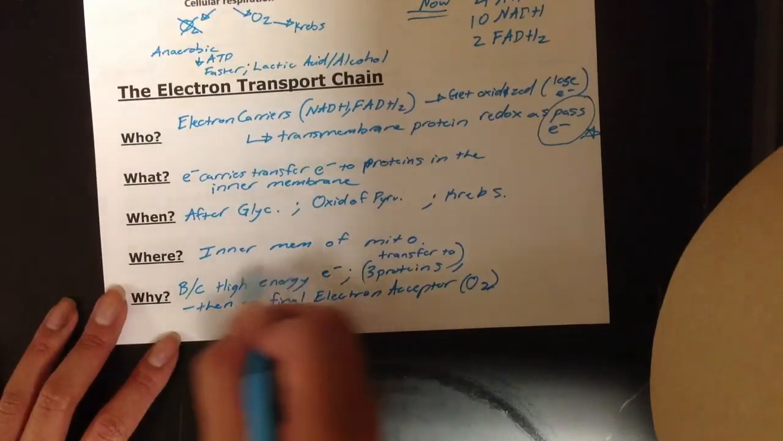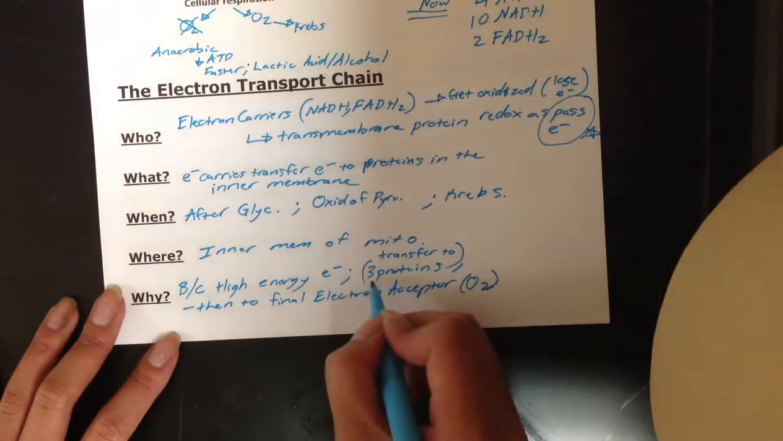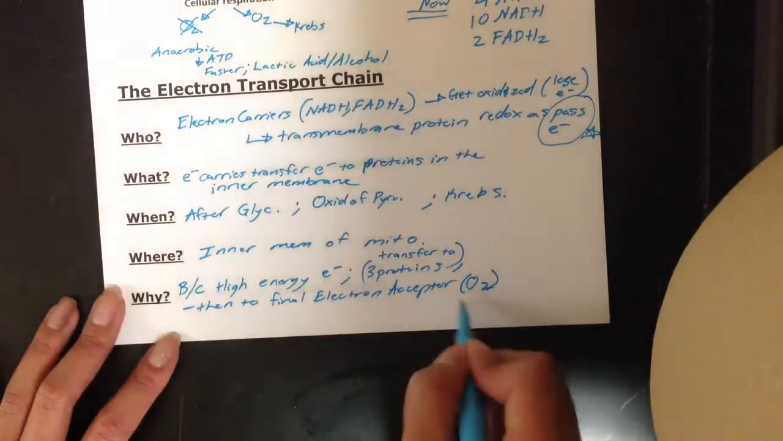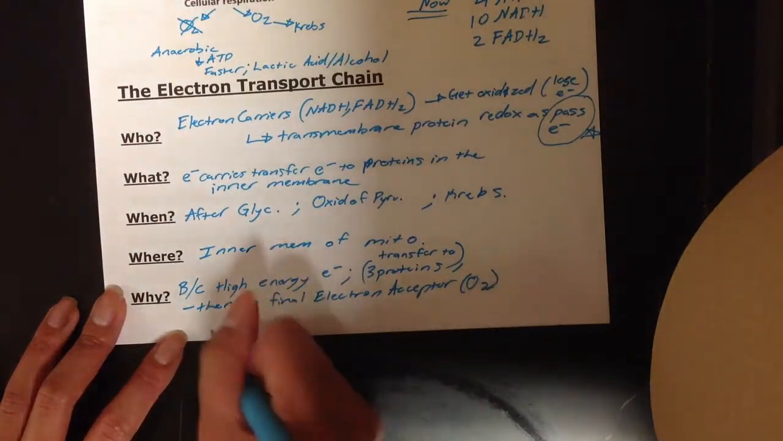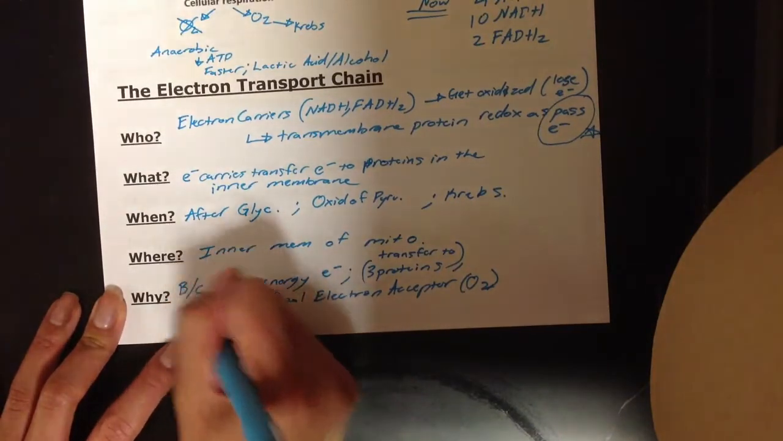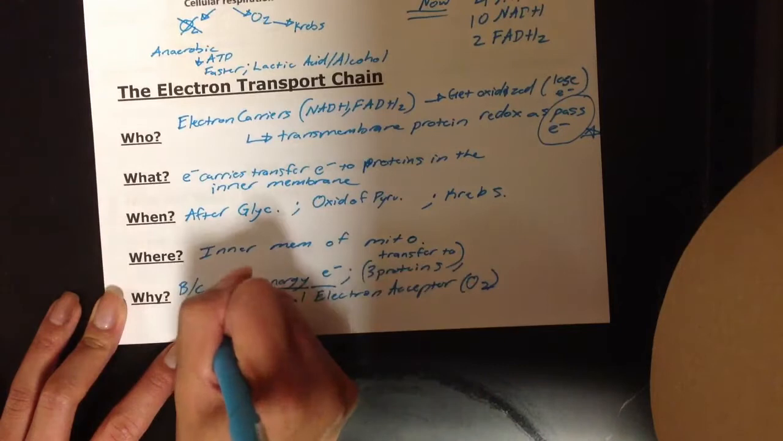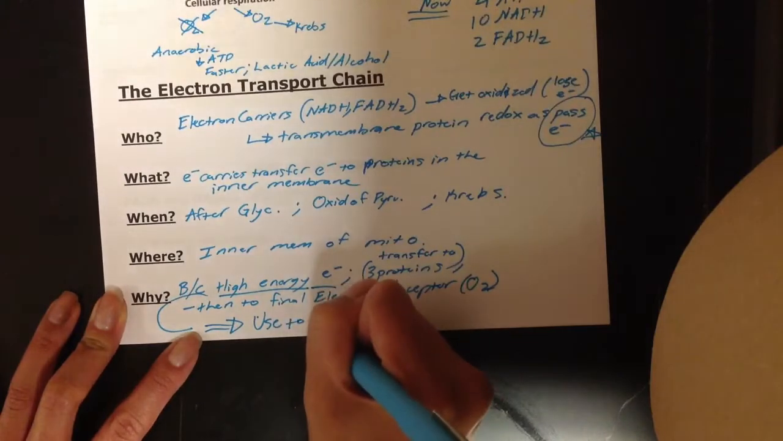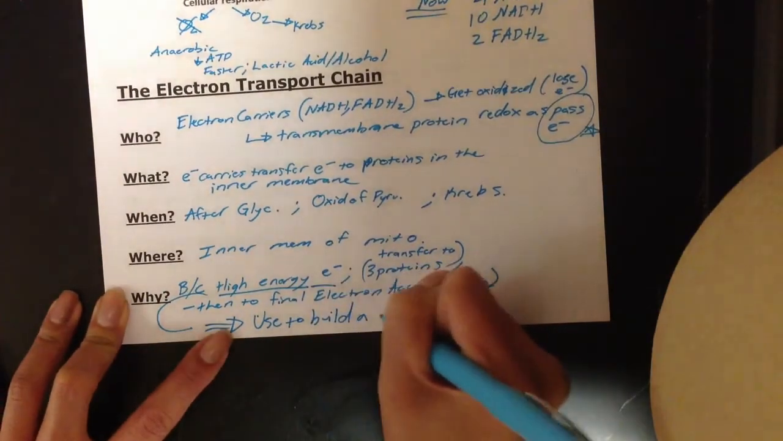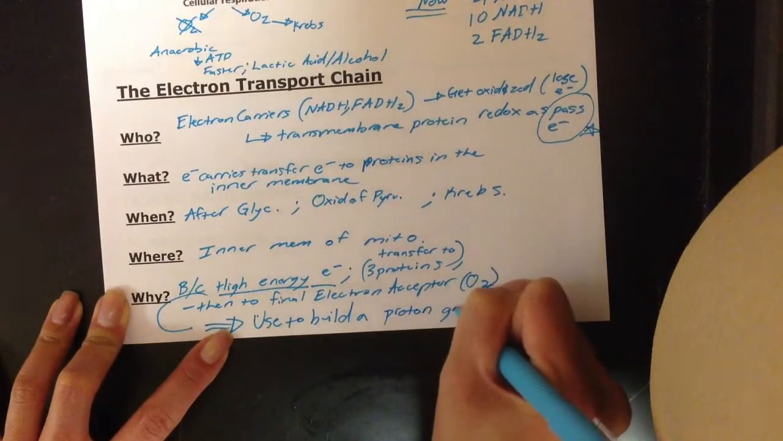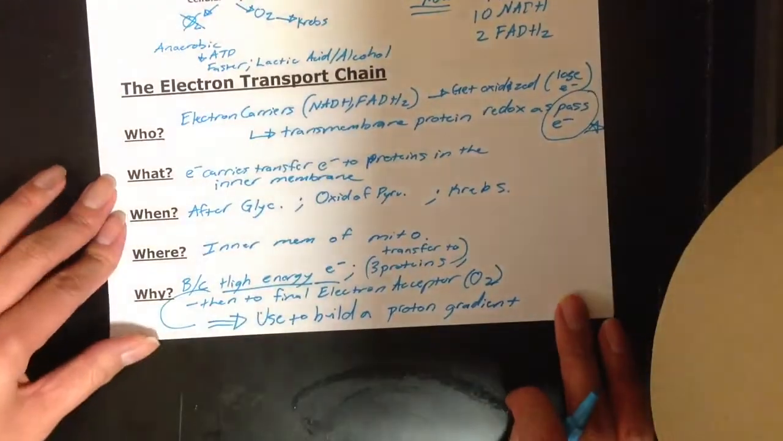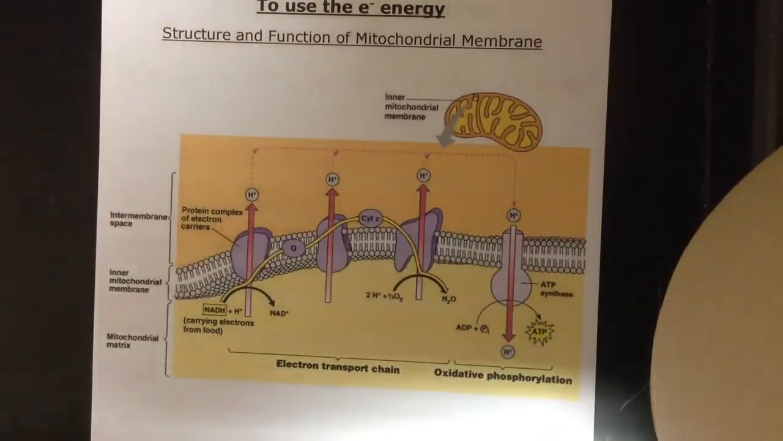So we're going to pass along these high energy electrons. We're going to transfer them through to 3 different proteins. One of the reasons why that's possible is because of the high electronegativity of the oxygen molecule. And all of this is going to help, and actually the high energy electrons that we're passing along are used to build a proton gradient. So let's use the figure of the inner membrane of the mitochondria to figure out what occurs here. So here's the structure of the mitochondrial membrane.